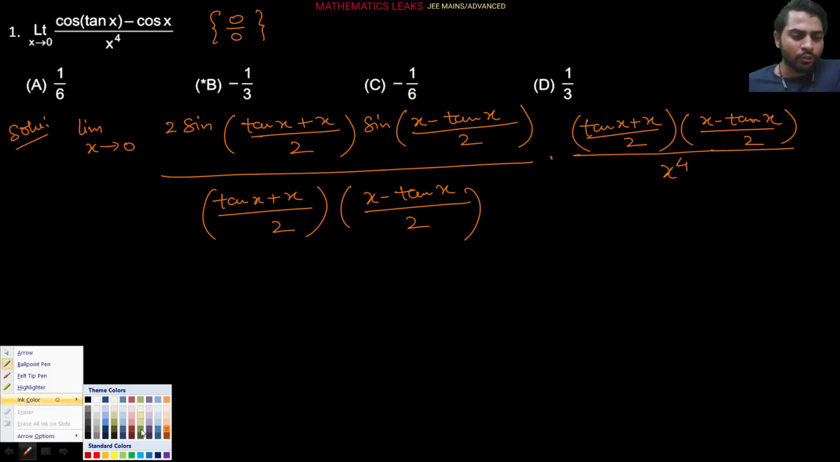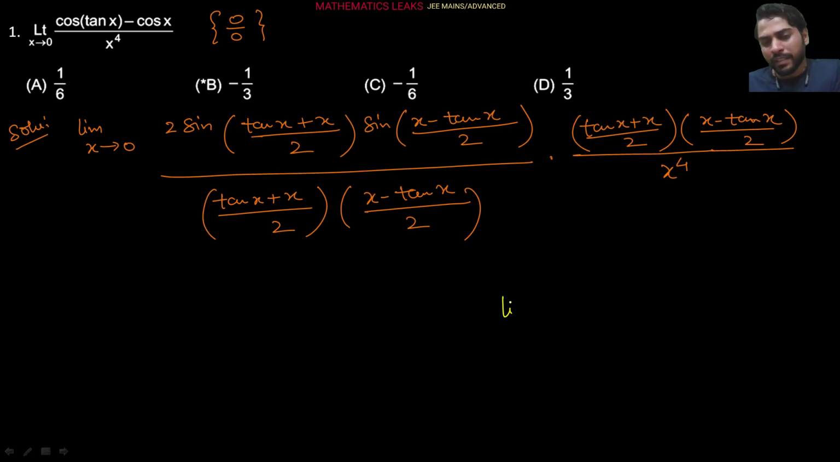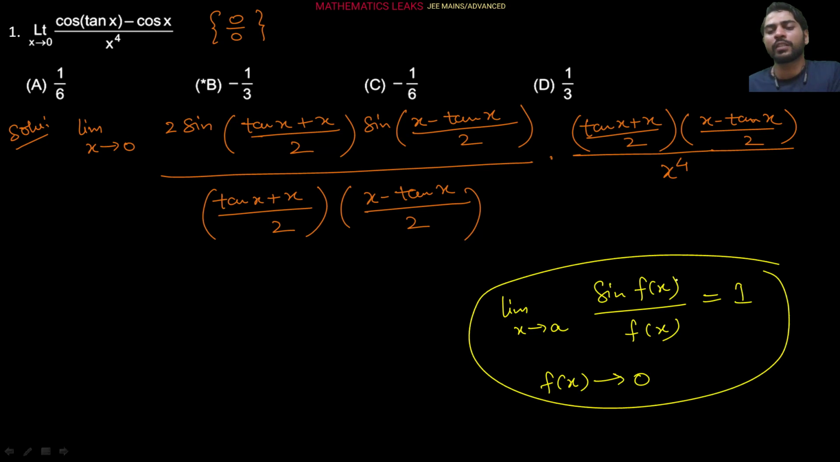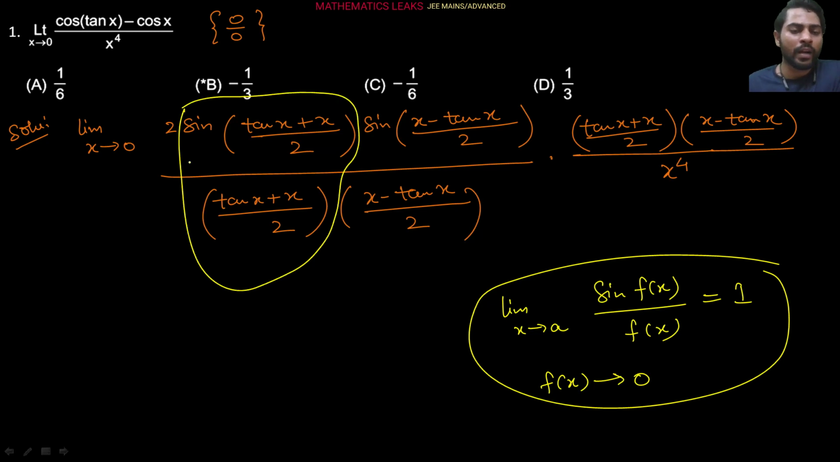So why have we done this? Because we know one frequently used limit. That limit is: limit x tends to a of sine of f(x) upon f(x), where x approaches a and f(x) approaches 0, then that limit will be equal to 1. So using this frequently used limit, if we treat tan x plus x by 2 as f(x), then sine of f(x) upon f(x), as x approaches 0, tangent of 0 plus 0 by 2, that is 0 only. So that is the sine of 0 by 0 form, correct? That will be equal to 1 here.